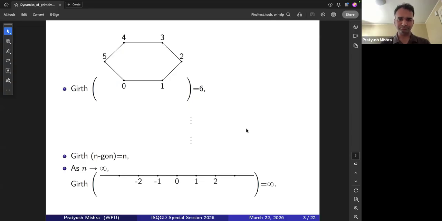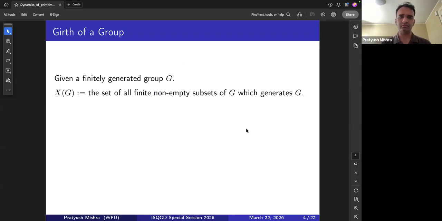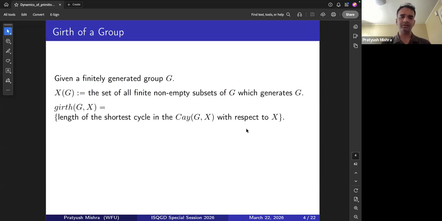So, for a given finitely generated group G, I can consider the set of all finite non-empty subsets of G that generate G. Then I define the girth of the group with respect to a particular generating set as the length of the shortest cycle in the Cayley graph. Given a finitely generated group, we can associate a Cayley graph to it on which the group acts isometrically.